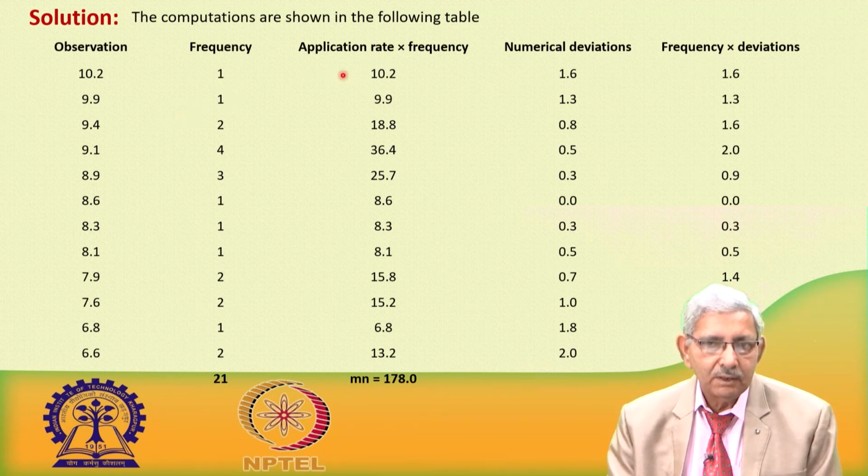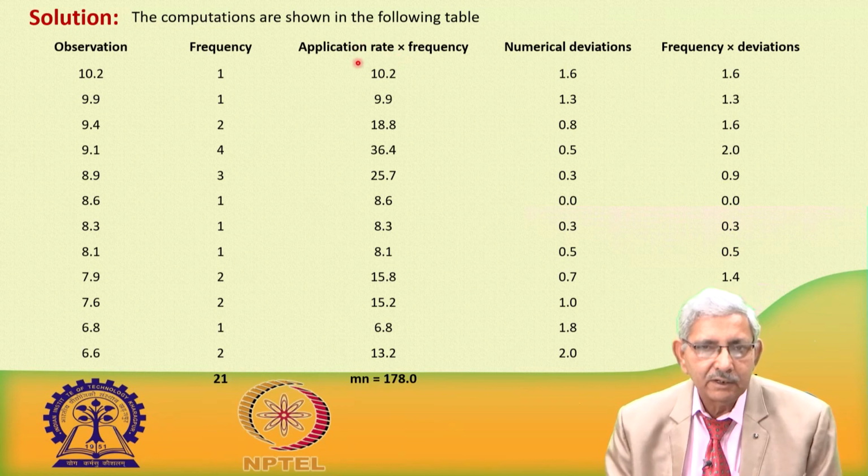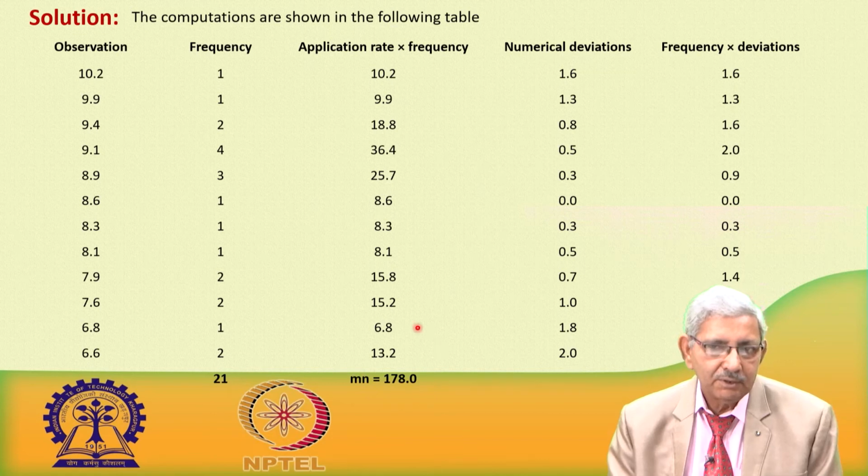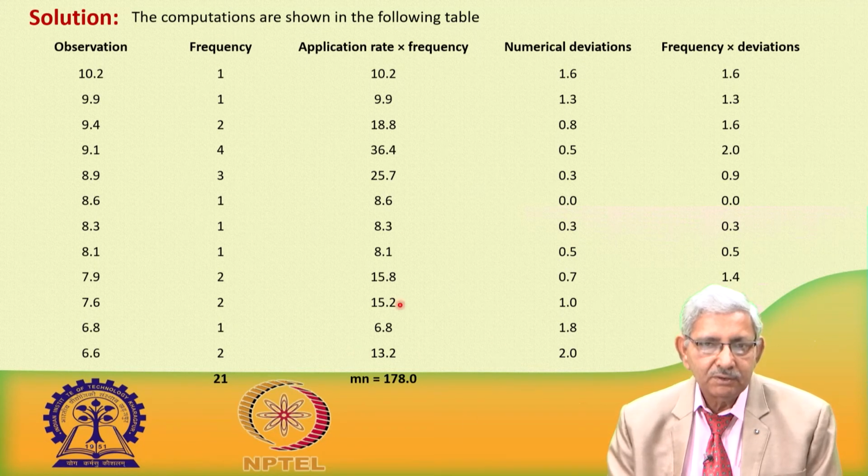This is the depth of water application. This depth multiplied by frequency, and then summing the values, that is m into n, where m is the average value multiplied by the number of observations. The number of observations is nothing but the frequency. So, this value is the depth of application multiplied by the frequency. So, m into n equal to 178.